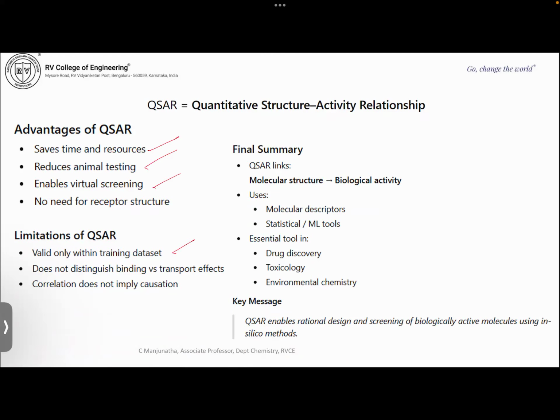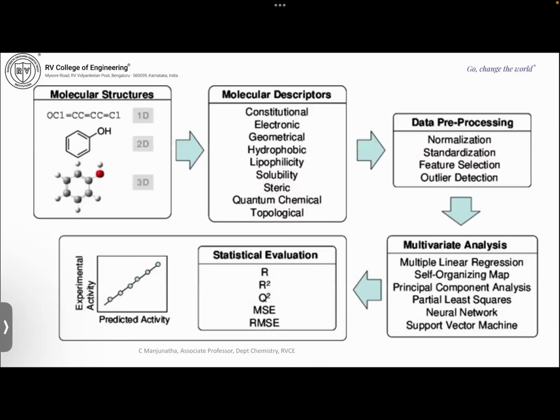The final summary is that quantitative structure activity relationship links the molecular structure and biological activity. It uses molecular descriptors and statistical and ML tools. It is a very essential tool for the discovery of new drugs, toxicology, and also to assess environmental toxicity. So overall, QSAR enables the rational design and screening of biologically active molecules, usually by in silico methods. So this is about QSAR and QSPR.